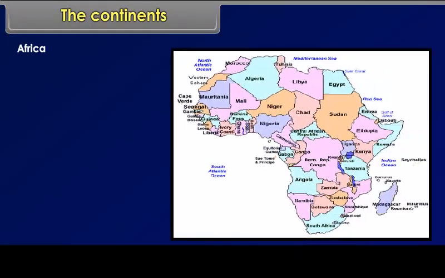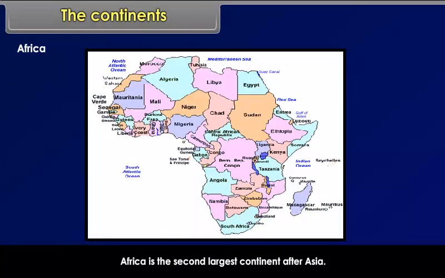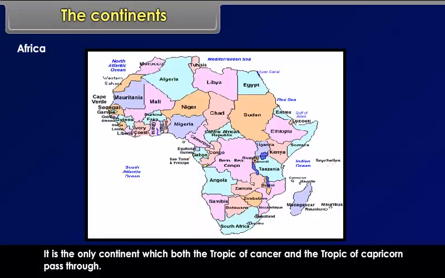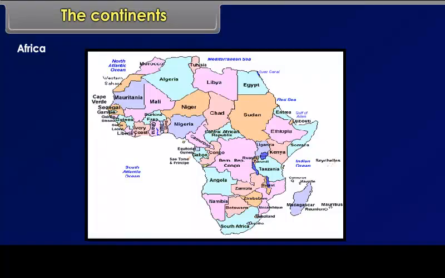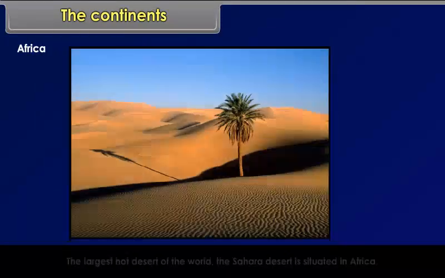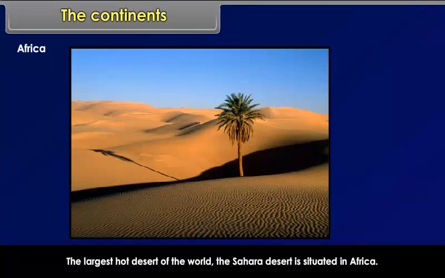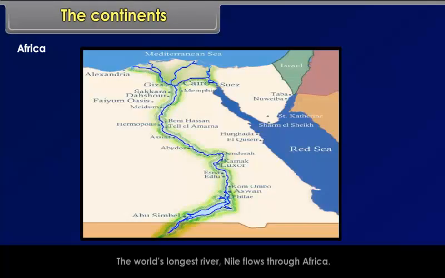Africa. Africa is the second largest continent after Asia. Equator runs almost through the middle of this continent. The wider part of Africa lies in the northern hemisphere. It is the only continent which both the Tropic of Cancer and the Tropic of Capricorn pass through. The continent is bound on all sides by oceans and seas. The largest hot desert of the world, the Sahara Desert, is situated in Africa. The world's longest river, Nile, flows through Africa.